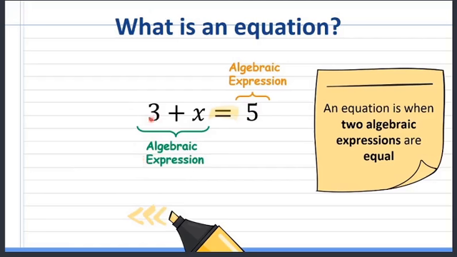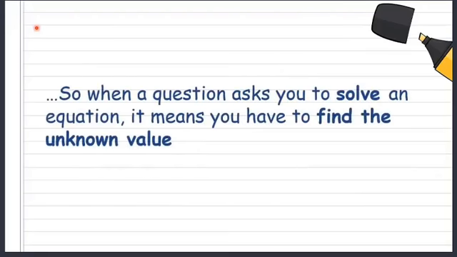So 3 is a constant, 5 is a constant, and going back to what I was saying, an algebraic expression is a mathematical statement with constants and variables. And what's a variable? A variable is what we have in this example, such as x. It is basically something that's unknown. So when a question asks you to solve an equation, it simply means that you have to find the unknown value.